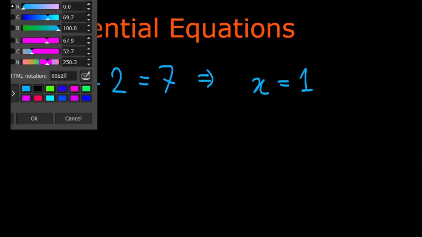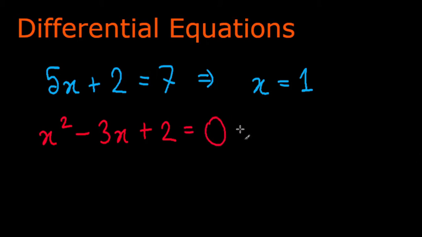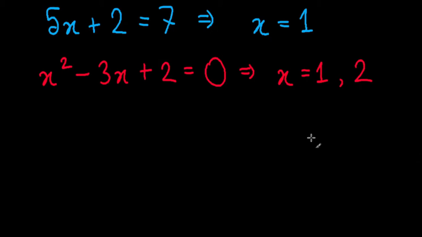All right, let's do another one. Suppose we have x squared. Now you have a quadratic, your highest order of power is 2. So x squared minus 3x plus 2 equals 0, and that gives you x equals 1, or x equals 2. So what do you see here now?